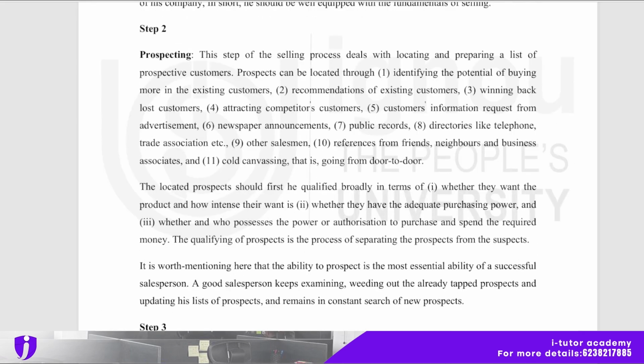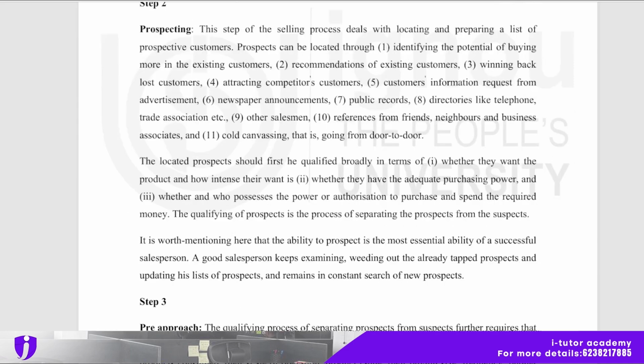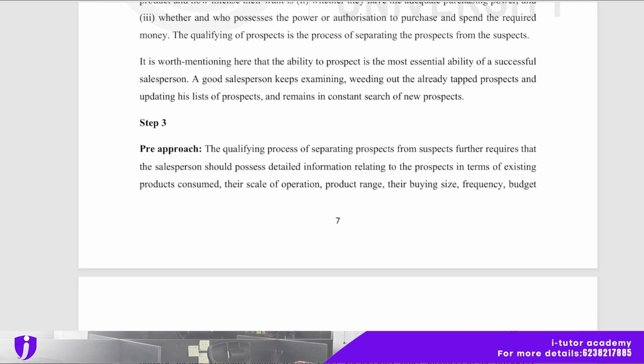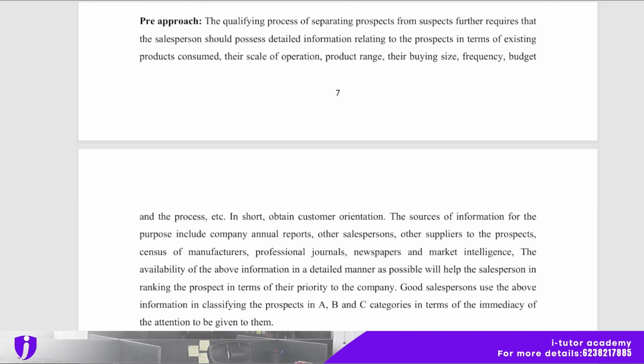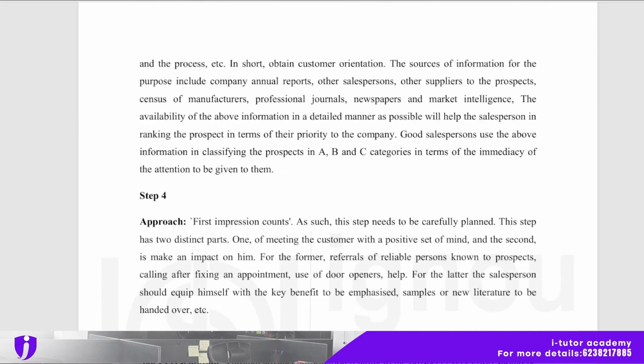And the prospecting stage is also there. This step of the selling process deals with locating and preparing a list of prospective customers. And step 3 is also there, pre-approach. The qualifying process of separating prospects from suspects further requires that the salesperson should possess detailed information relating to the customer in terms of existing products consumed, their scale of operation, product range, their buying size, frequency, budget, and the process. Step 4 is approach.